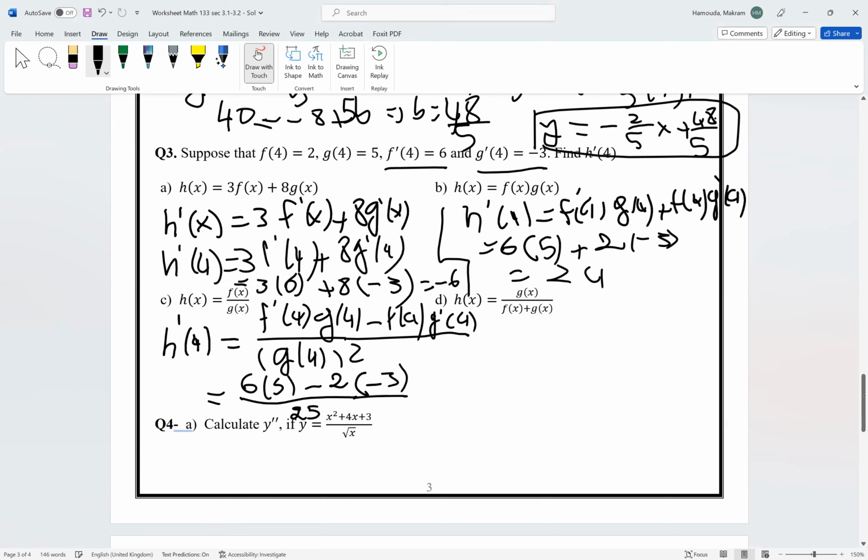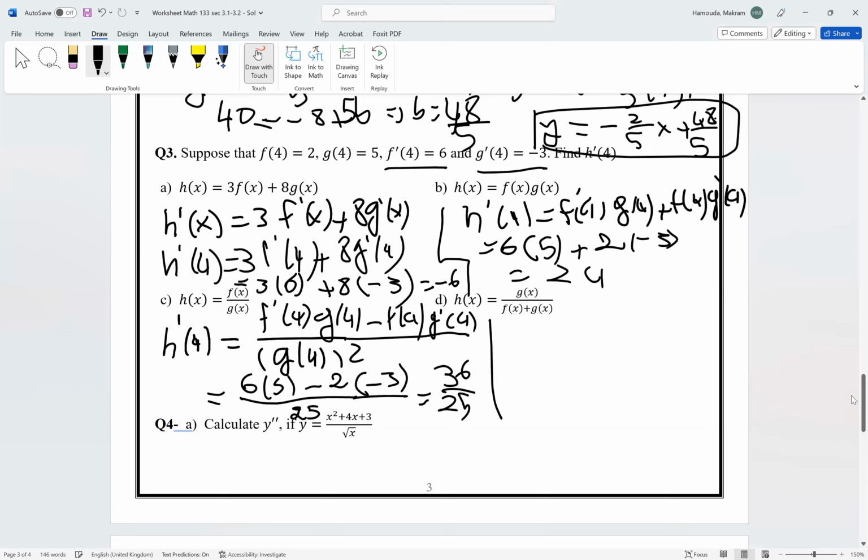And here, don't make mistakes for the signs. So 6 times 5, this is 30. 30 plus 6, so 36 over 25. That's the final answer. You can also proceed to D.